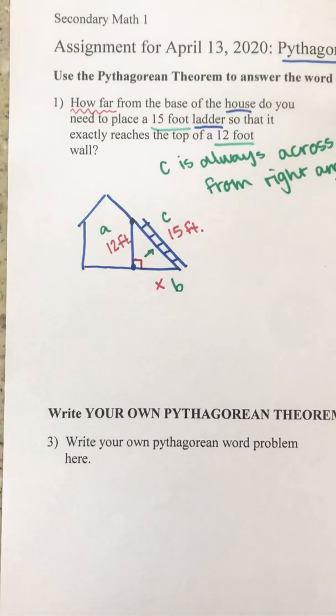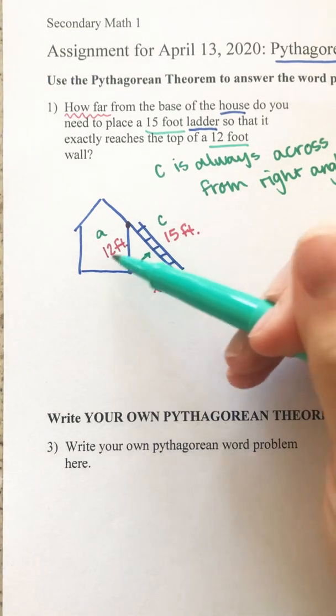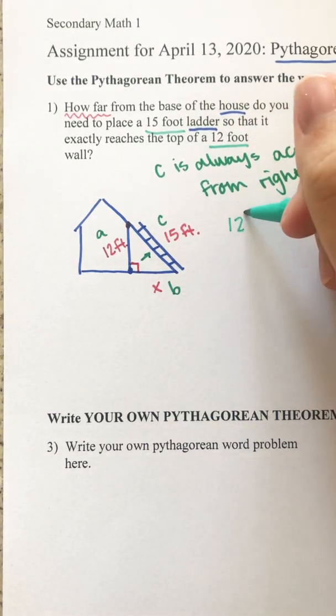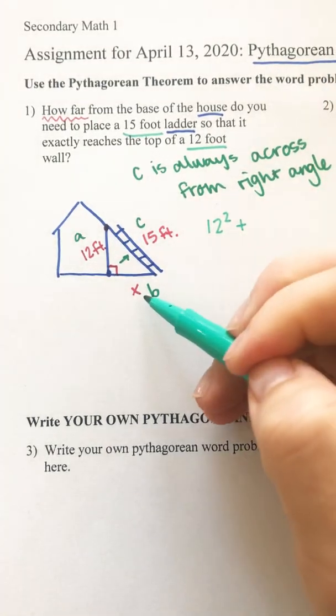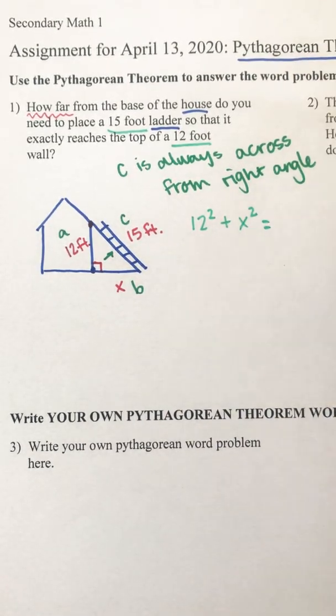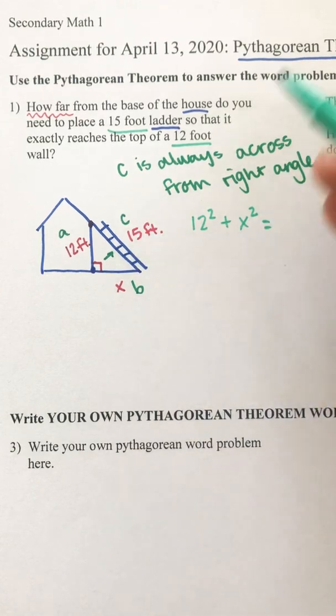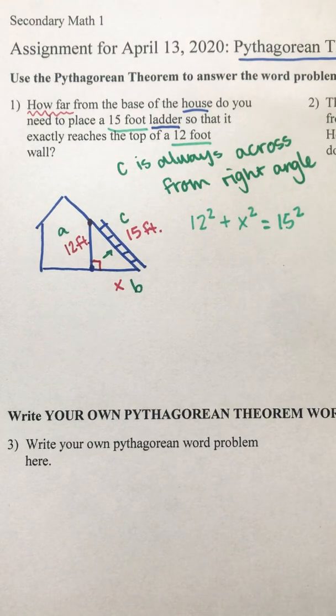Okay, so now all we need to do is plug in what we know for A, B, and C. Okay, so I'm going to come back over to number 1. First is A squared. Okay, my A is 12, so I'm going to put 12 squared. Okay, plus B squared. B we don't know. B is X. Plus X squared. Okay, equals C squared. C we know is 15. 15 squared.